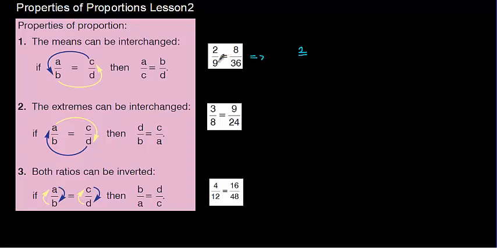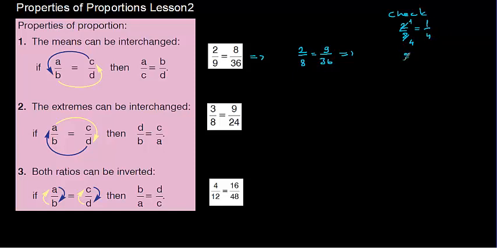2/9, we said that B and C may change their places. That's why 2/8 may be equal to 9/36. You may change their places. And I'm going to check this one here. 2/8, when you divide by 2, is equal to 1, and 8 divided by 2 is 4. So the answer is 1/4.